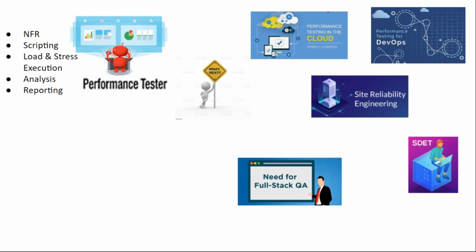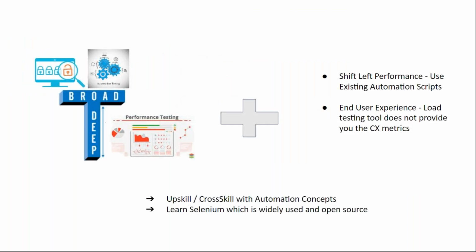so probably you might be already doing all this NFR scripting, load test executions, analysis, and reporting, right? Now if you want to move to the next level, there are certain things which you can upskill or cross skill, like cloud, DevOps, site reliability engineering, performance engineering, SDET, and full stack QA. The one which we are talking about is full stack QA, where the same automation tester or performance tester cross skills so that they can increase their knowledge and contribute more towards the project. And that is very much expected in today's market as well.